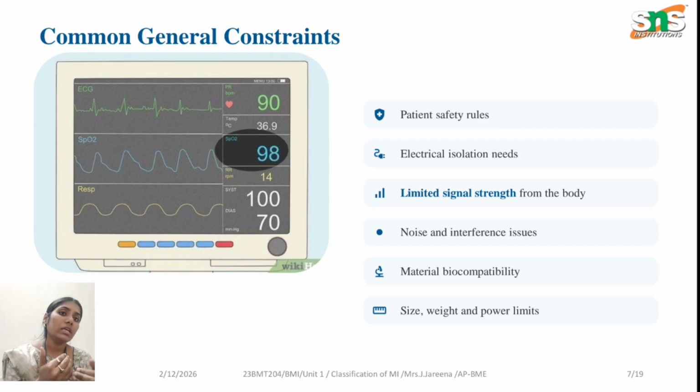And the other three main things: first, noise and interference issues, because the signals you take from the body overlap with so many noises. Inside we have so many movements, and we are taking readings from alive people, who have a tendency to move. So motion artifacts and power line interference will literally distort the quality of the signal you are capturing. That is also a kind of constraint when designing a medical device. And the other two are material biocompatibility, and size, weight and power limits.